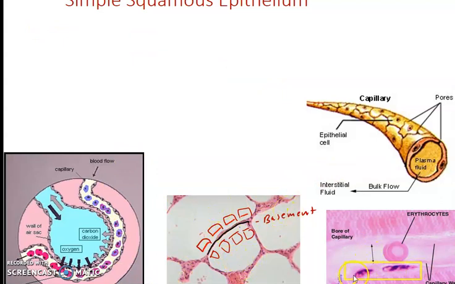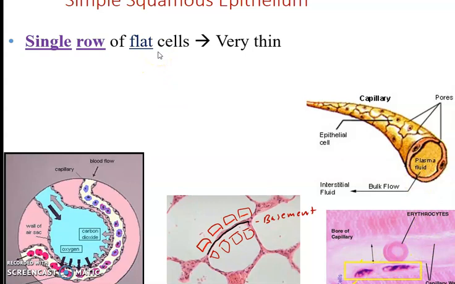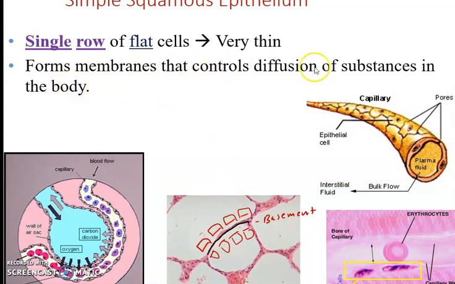So here we have some simple squamous epithelial in a blood vessel. So it's where you need a very thin, flat row of cells because you have diffusion of gases across the membrane. Formed by membranes that control the diffusion, mainly respiratory alveoli and blood capillaries.